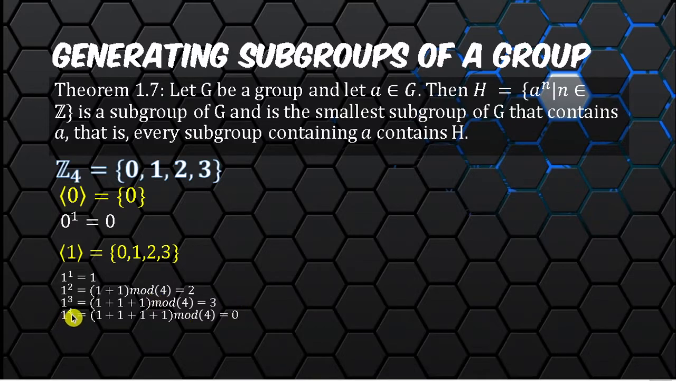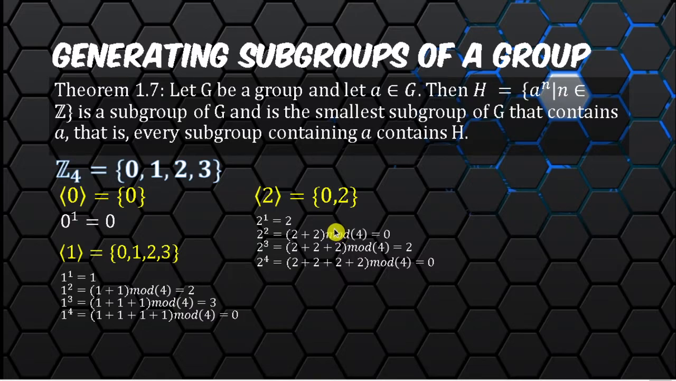And then, raised to 4, that means 1 added to itself 4 times. Modulo 4, that will give us a remainder of 0 because 4 is perfectly divisible by 4. So the subgroup created using this element 1 is the set 0, 1, 2, 3. So we are putting this one as a set, yung result ng ginawa natin dito: 0, 1, 2, 3. And then simply arrange it.